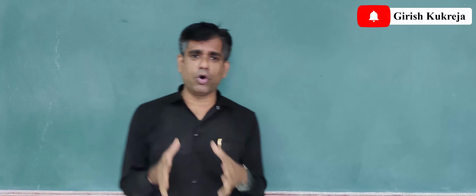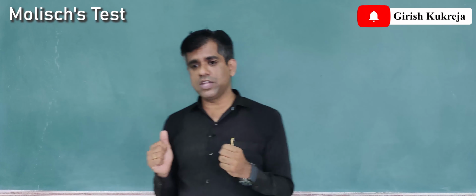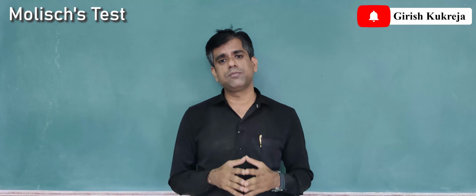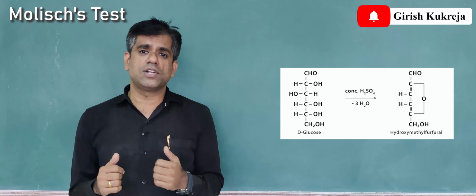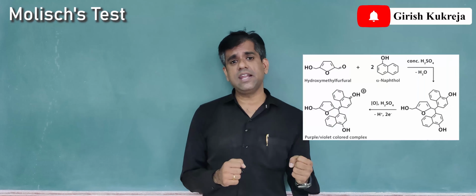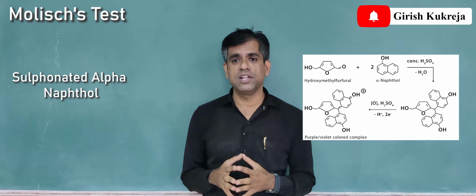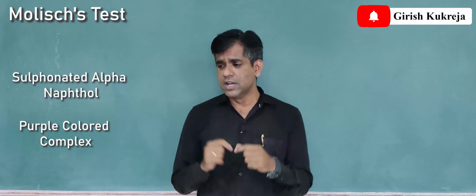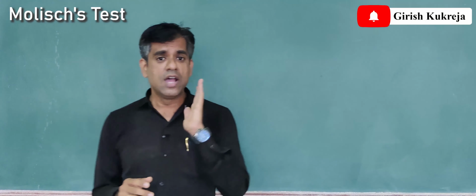Talking about the Molisch's test, the same thing happens: in presence of the concentrated acid, the glycosidic bonds are broken. Once these bonds are broken, monosaccharides are released and dehydrated to form furfural derivatives. These products then react with the sulfonated alpha naphthol, which is another reagent in the Molisch's test, to form a purple colored complex. So if you get this purple colored complex, you can be sure that your sample contains some sort of carbohydrate.